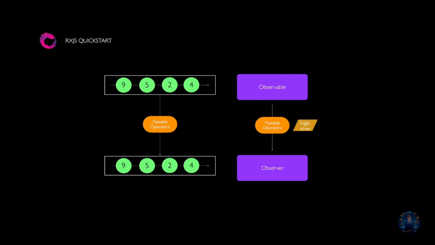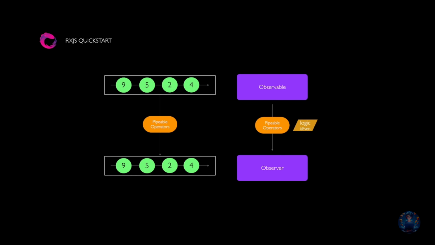The Pipeable operators sit between your observable and observer, allowing you to process and transform the emitted values before they reach the observer. They take an observable and return another observable to which your observer then subscribes to. Now, as we go along in code, you'll get a better understanding of it.